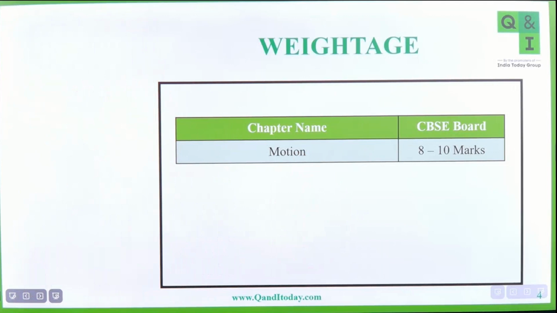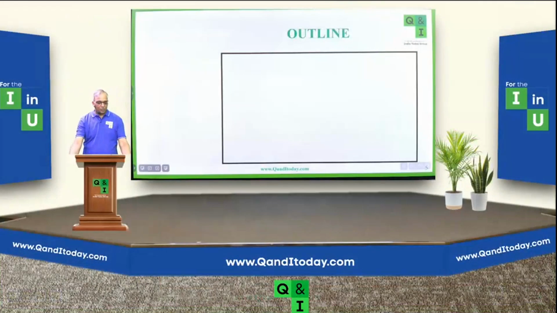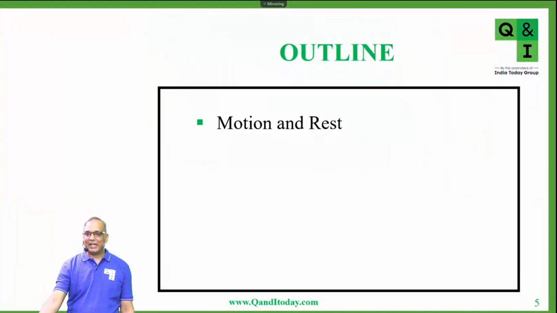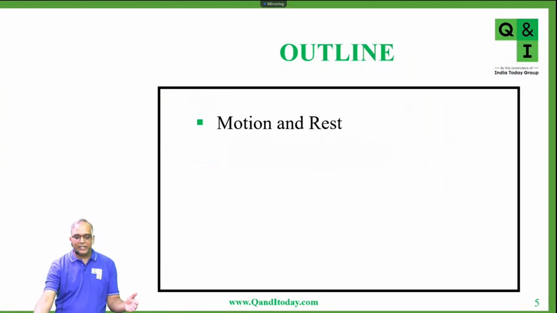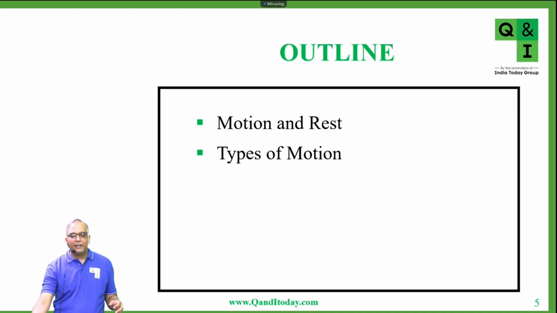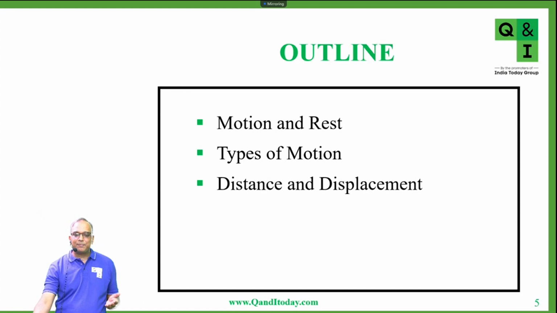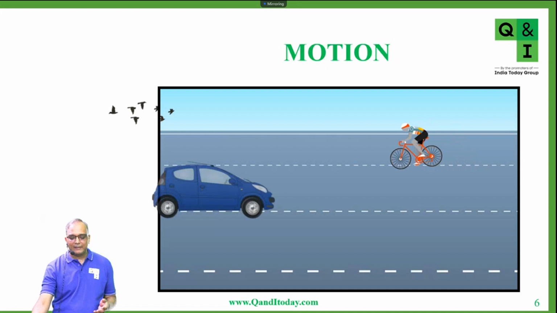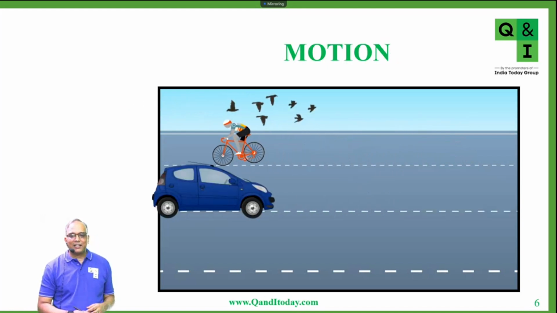Okay, so now let's talk about the outline of this chapter. What are we going to study today? We are going to study motion and rest. What is rest? What is motion? We are going to study types of motion, distance and displacement, and a few illustrations and examples to understand these concepts well. Now, let us start with the basics.